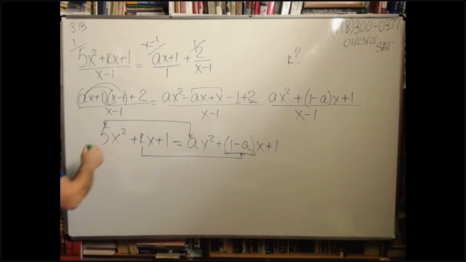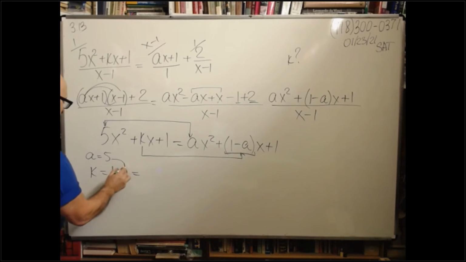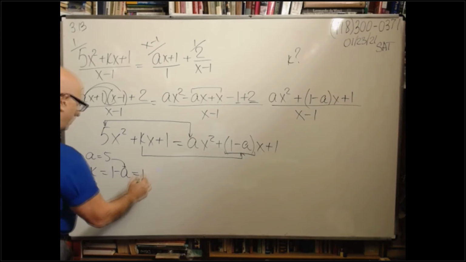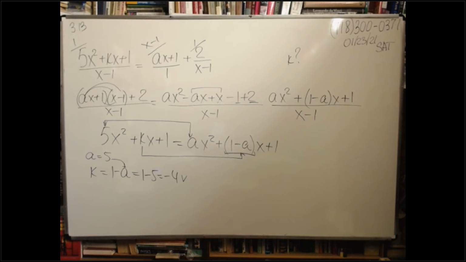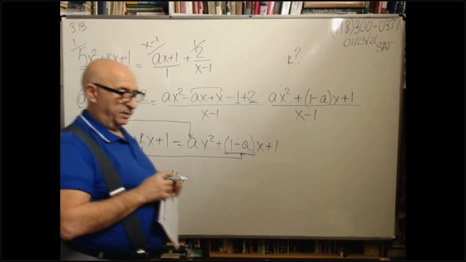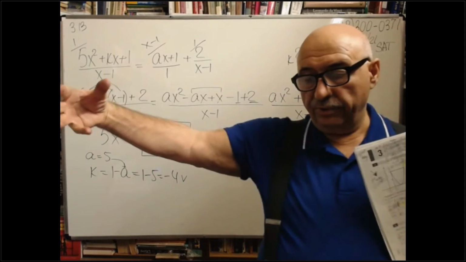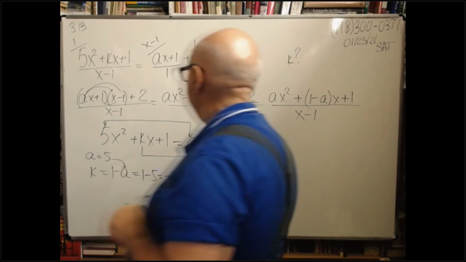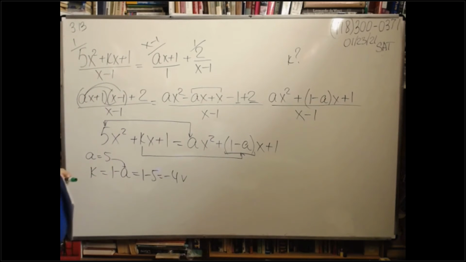So a equals 5, based on beautiful symmetry, and k equals 1 minus a. Plug in 5 here: 1 minus 5, which is negative 4. Check that. Use this pattern a lot in SAT. In many questions, just simplify, make them in the same order, and equality of two parts is accomplished when their coefficients are the same. That's it, with beautiful symmetry.